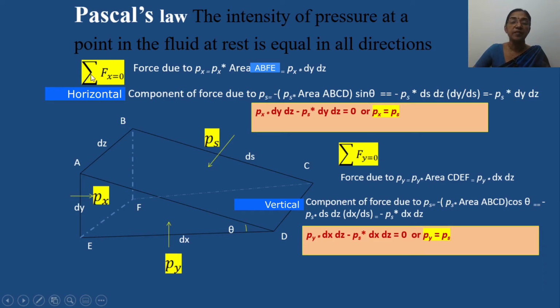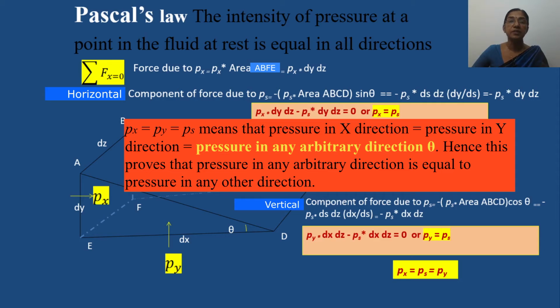If you are considering sigma Fx equal to 0, Px equals Ps. Similarly, if you are considering sigma Fy equal to 0, we got Py equals Ps. So that means Px equals Ps, which is equal to Py. So hence the proof. What is the proof? Pascal's law states that the intensity of the pressure at any point in a fluid at rest is equal in all directions.